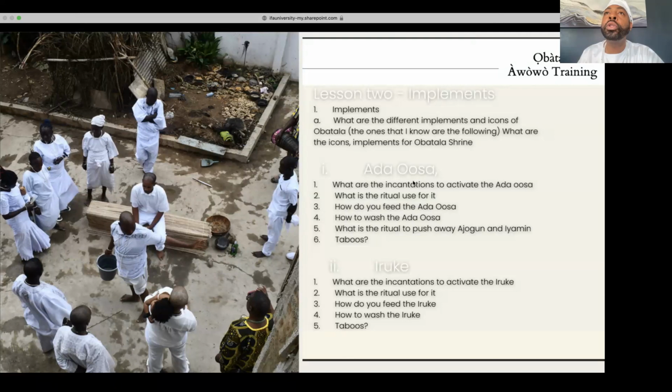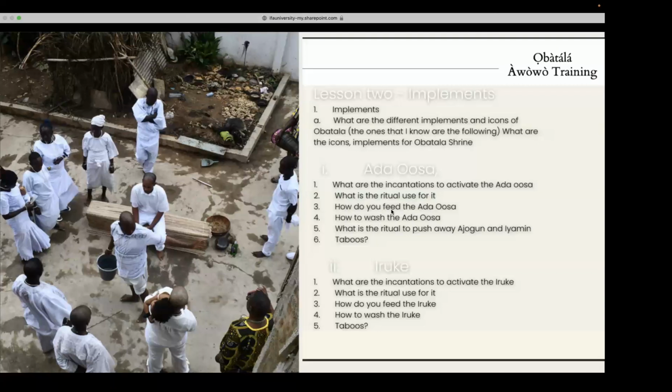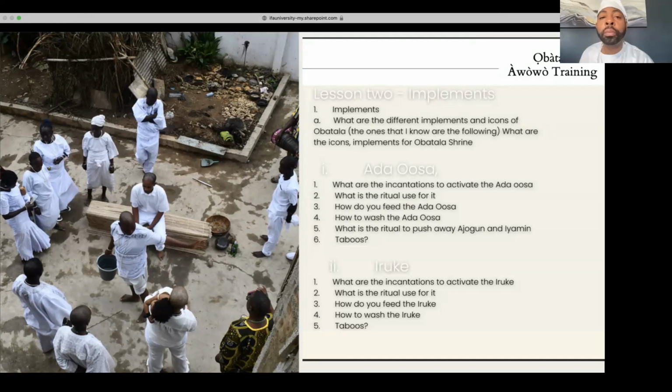Okay. And so do they wash it? Do they feed the Ada Osha? Yes, they do. They do the washing, and at the same time they feed the Ada Osha as well. They share the food of Ọbàtálá with all the instruments.